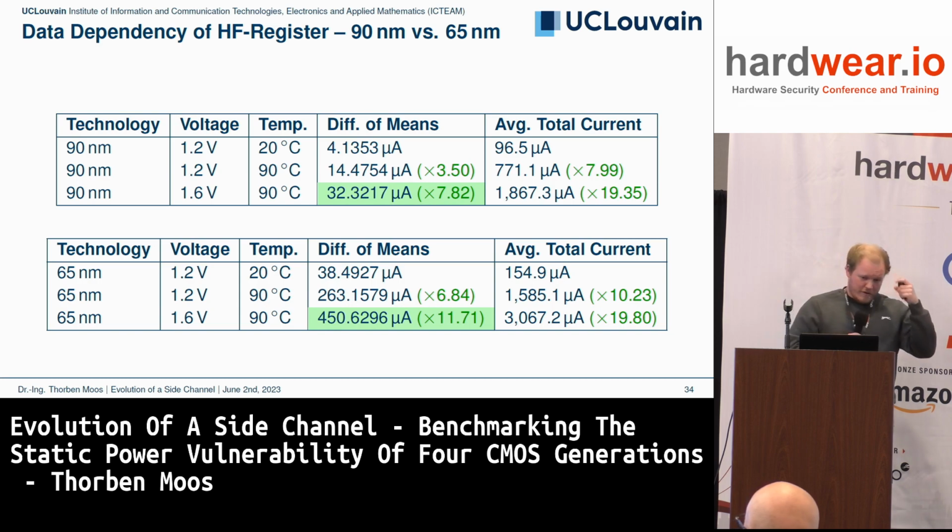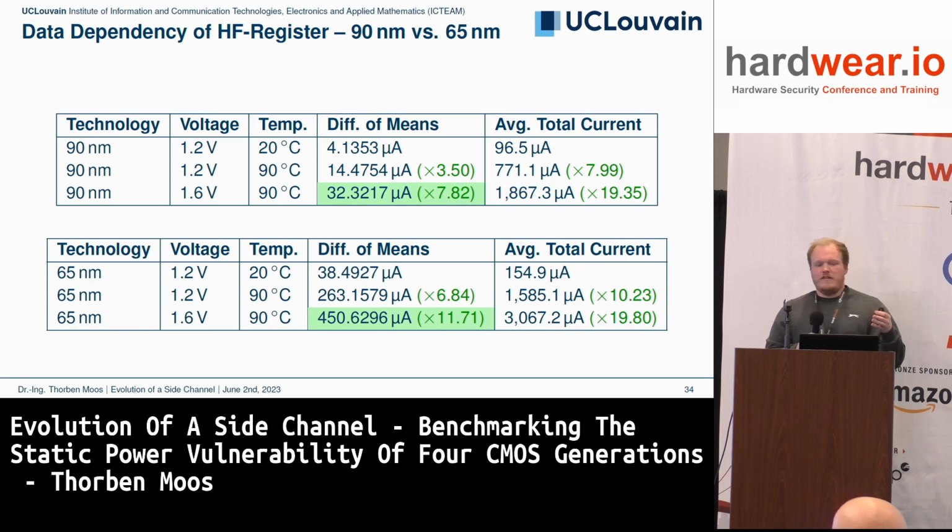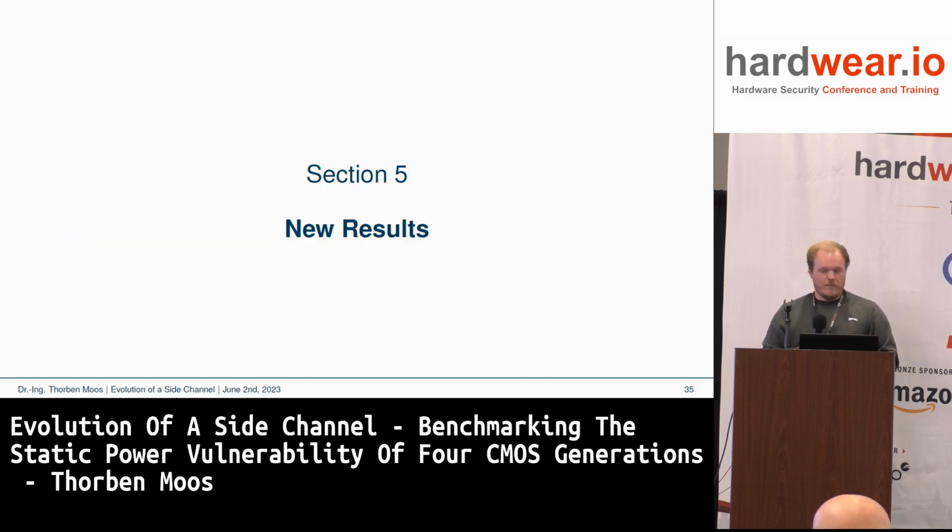Those results are summarized here. And essentially what you can see is that the 65 nanometer chip is 10 times as susceptible to this kind of information extraction as the 90 nanometer chip, which prompted us to find out whether it's like the same when going further down for 40 nanometer, 28 nanometer, which is then what we have done here.